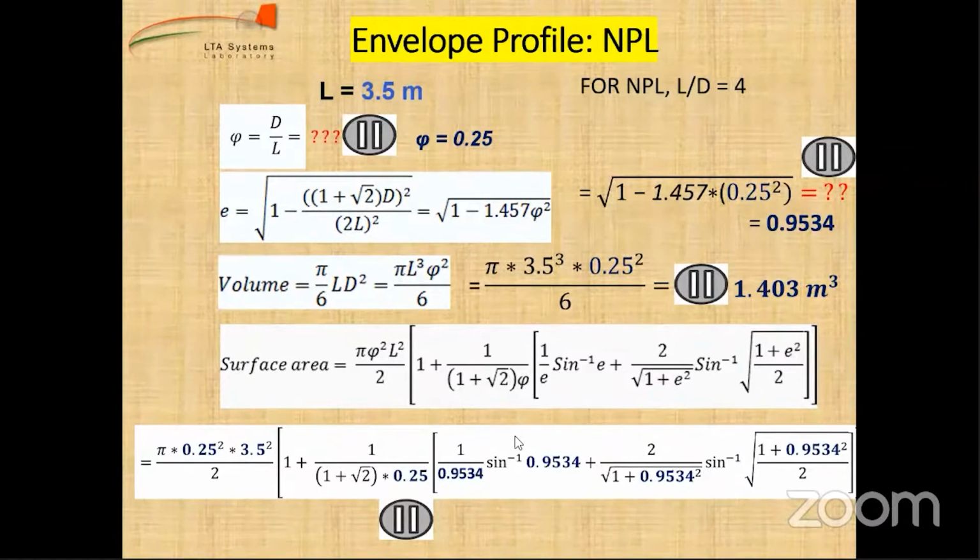Also remember that this sine inverse of 0.9534 is actually in radians. So make sure your calculator is on the radian mode and not on the degree mode. Sine inverse of 0.9534 radians, not degrees.